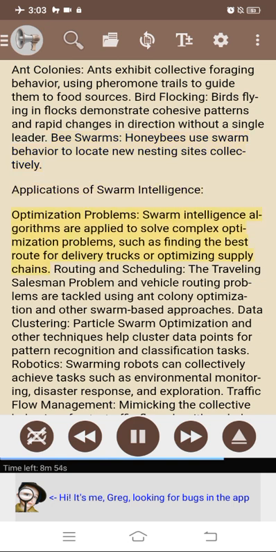Applications of swarm intelligence. Optimization problems. Swarm intelligence algorithms are applied to solve complex optimization problems, such as finding the best route for delivery trucks or optimizing supply chains. Routing and scheduling. The traveling salesman problem and vehicle routing problems are tackled using ant colony optimization and other swarm-based approaches. Data clustering. Particle swarm optimization and other techniques help cluster data points for pattern recognition and classification tasks.